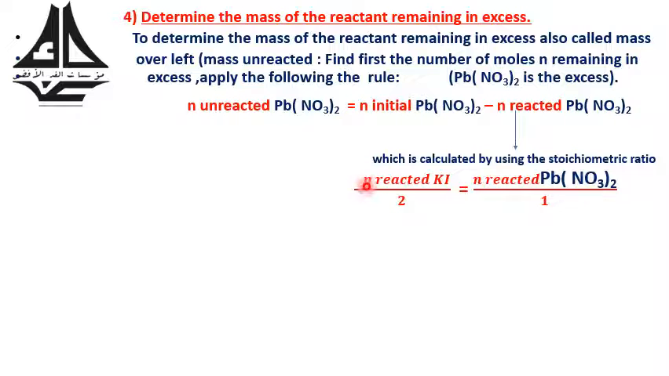So here we have number of moles reacted of KI, which is the limiting reactant, over 2, its stoichiometric coefficient, equals number of moles reacted of the reactant in excess, which is Pb(NO3)2, over its stoichiometric coefficient.